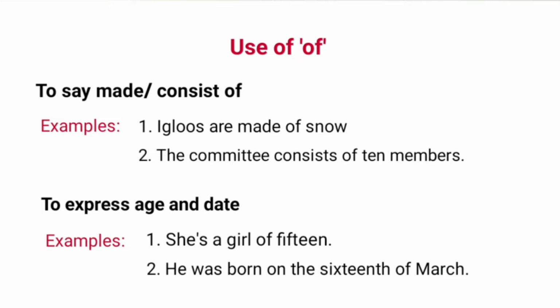It is also used to say made or consist of. Examples: Igloos are made of snow. The committee consists of 10 members. 'Of' is used to express age and date. Examples are: She is a girl of 15. He was born on the 16th of March.